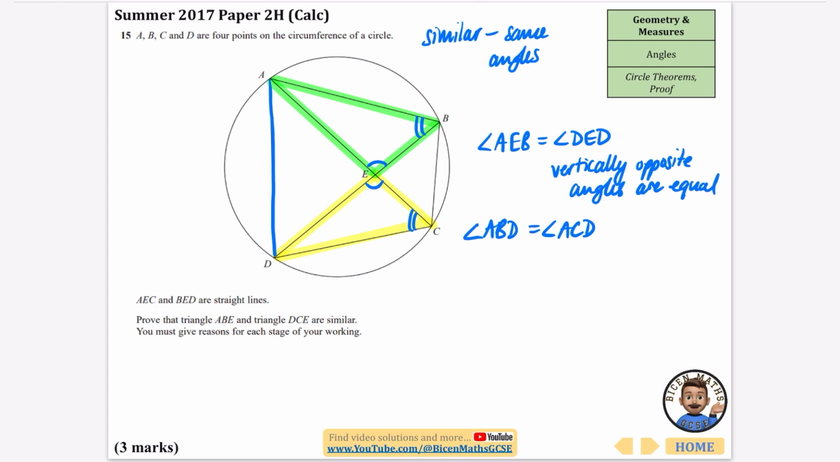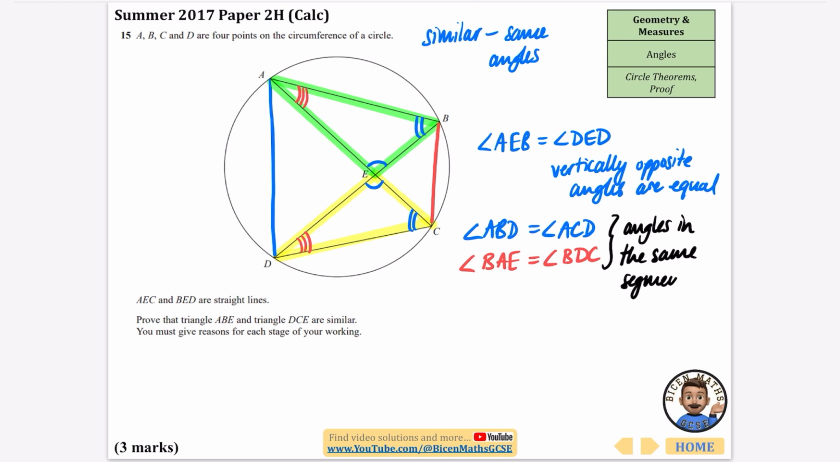And I'm also going to do the same thing for the other side. If this was my segment line, I could say that this angle, which I'm going to mark with 3 lines, is the same as this one that we've got here. So I'm going to write both of these things down, and then I'm going to give the reason, which is the angles in the same segment are equal. So this one is BAE, and then we have BDC. The reason for both of these is angles in the same segment.